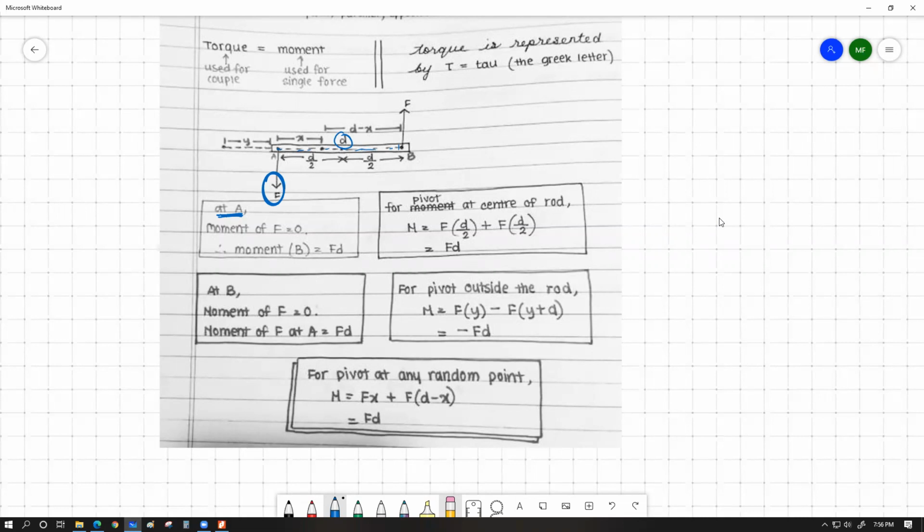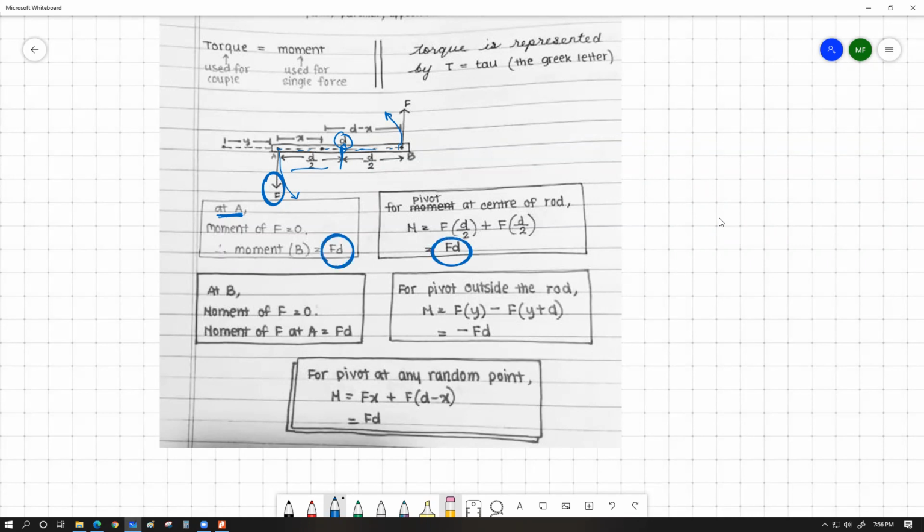But if we want to calculate the couple torque by considering the middle point, this point exactly at the middle as our pivot point, then for a pivot at the center of the rod, this much is D by 2 producing an anti-clockwise moment, and this much is D by 2 also producing an anti-clockwise moment. So we add both: F into D by 2 plus F into D by 2, together you still get FD.